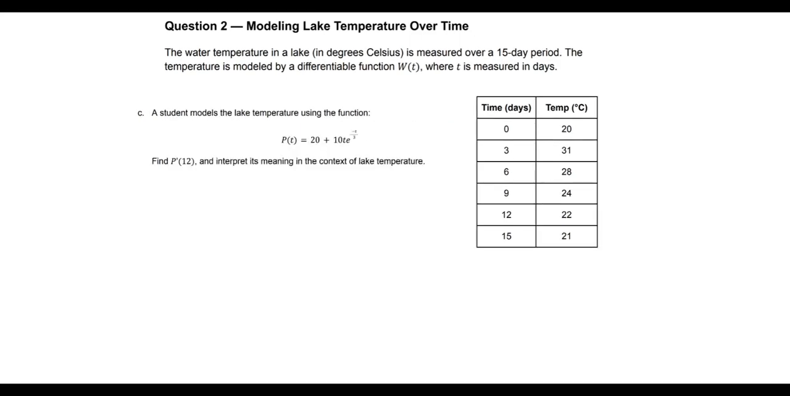Part C says a student models the lake temperature using the function given here. Find P prime of 12 and interpret its meaning in the context of the lake temperature. Well, here's one thing that I'm going to do before I start to find the derivative, because I think this will help a little bit.